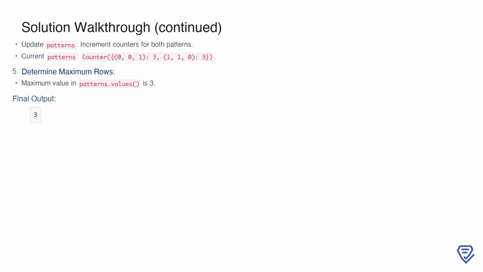At this point, the patterns counter shows that both patterns have been seen 3 times. To determine the maximum number of rows that can be made identical after flipping columns, we find the highest value in patterns.values. This value is 3, which means 3 rows can be made identical. Therefore, the output for this example is 3.